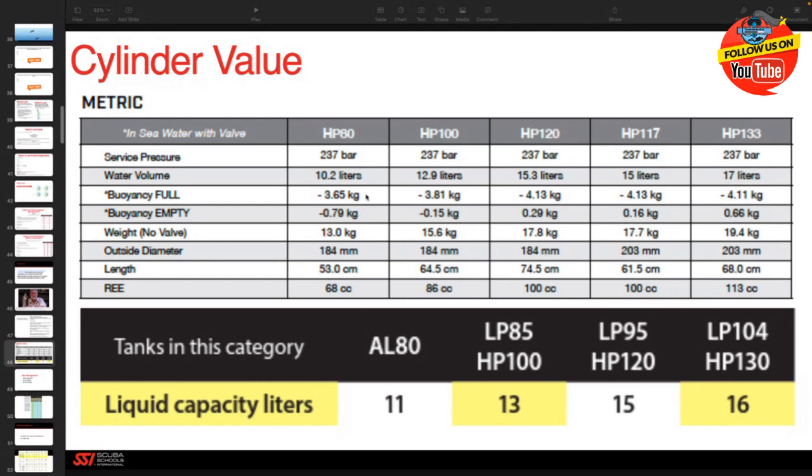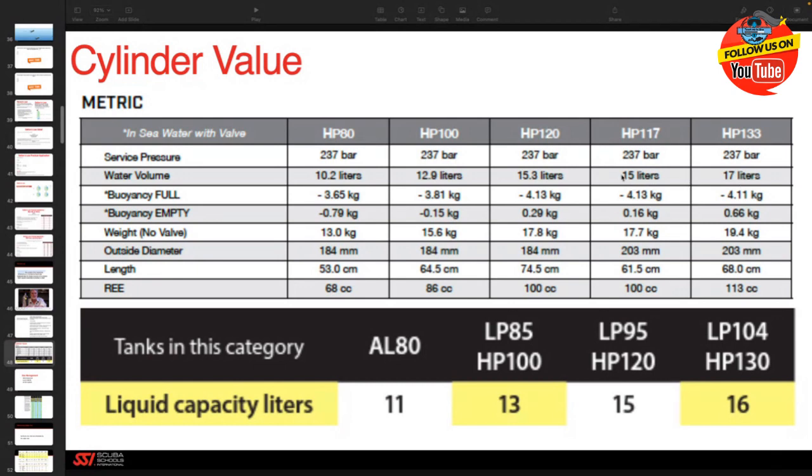But here's the interesting thing: when we get into that, the pressure remains the same, but the liters or the cubic foot size is different. For example, an 80 cubic foot cylinder, that's an HP, by the way, is 10.2 liters. An HP100, that I like, that's my favorite tank. I love using the HP100s for a bunch of reasons. We can discuss that later. 12.9 liters. 15.3 liters for 120, 15 liters for 117, 0.3 liters difference between 3 cubic feet, right? And finally, a 133 is 17 liters.